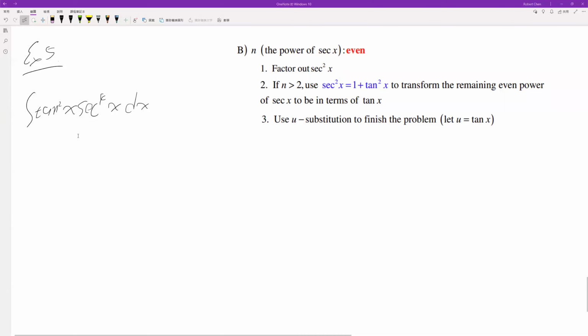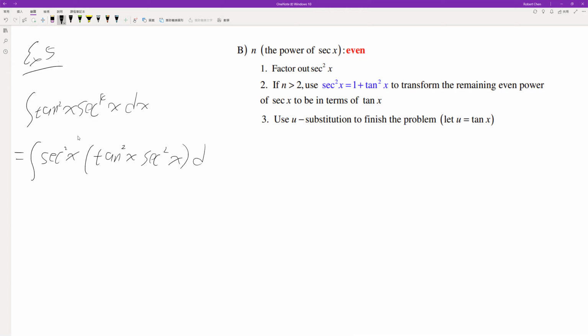All right, example 5. Let's take a look. If n, the power of secant, is even, all right, so we have secant to the 4th power. Let's just follow the steps here. All right, first factor out secant square. Okay, let's do that. Secant square, put it in the front. Everything else in here.